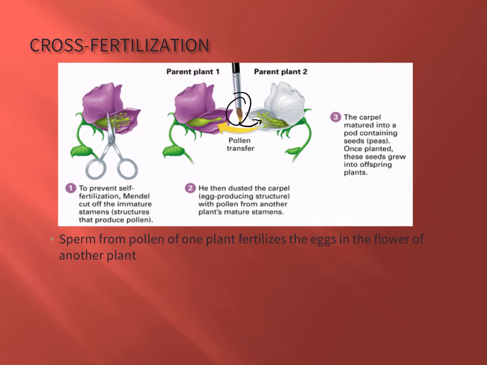And then if you look at this picture here, he actually prevented any self-fertilization from happening by basically cutting off the stamens. And so that's these guys. Those are the pollen-producing structures. He cut those off so that this purple plant didn't create any pollen. And therefore, the only material that was transferred to the purple plant was the material from this white plant's pollen. And that was it. And so he took that sperm, dusted the carpel or the egg producing structure here at the tip, and then cross-fertilized the white and the purple plant.